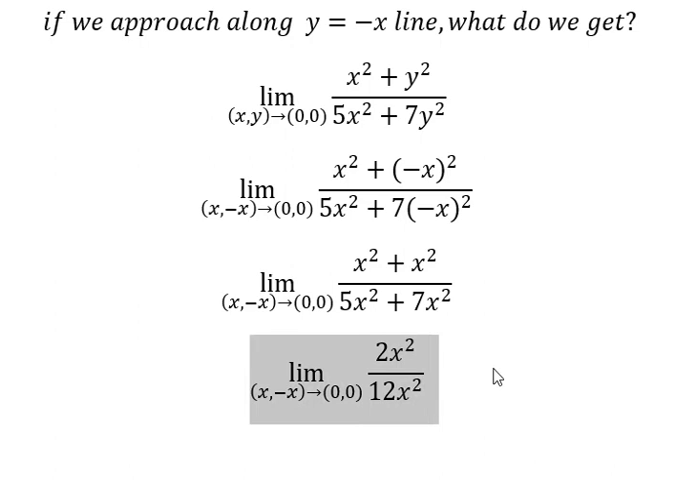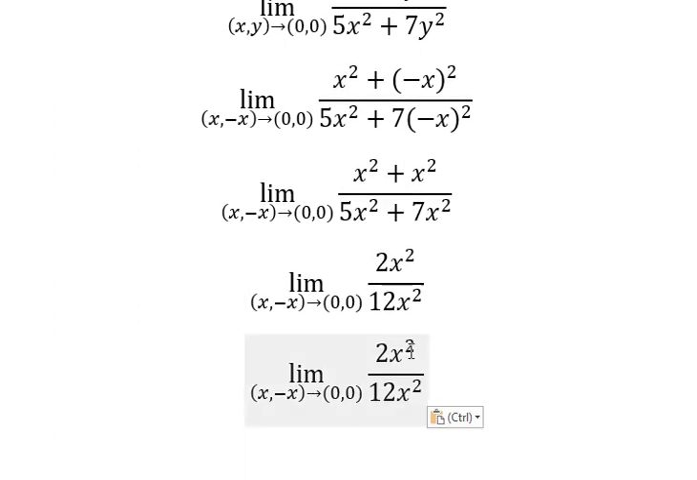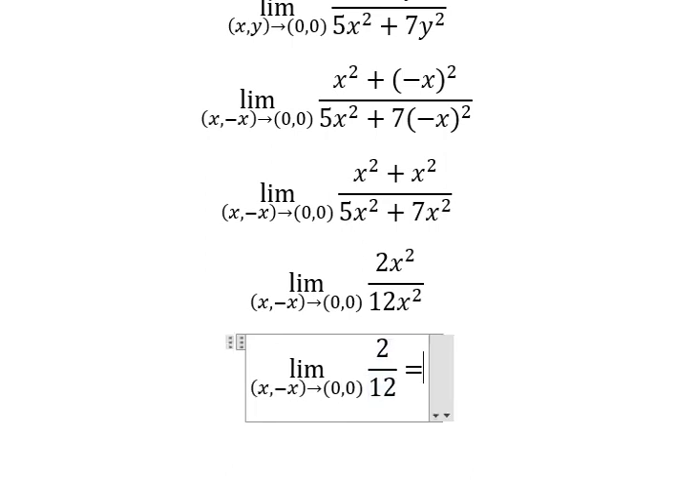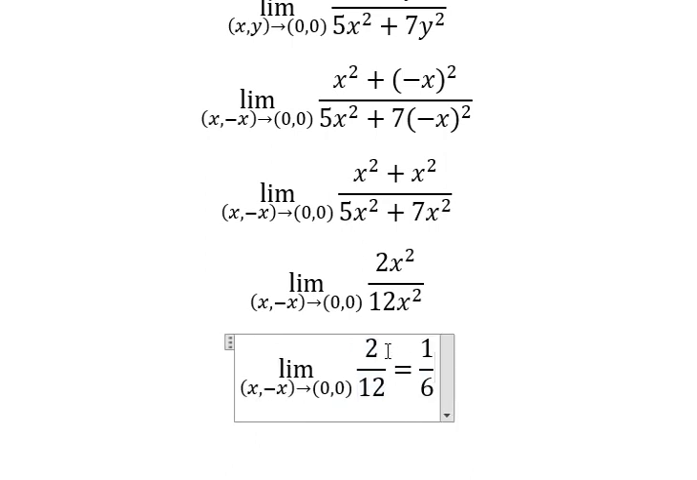And now we need to simplify x square and x square, we cancel. And now we just have only 1 over 6 if we divide by number 2 in here and here.